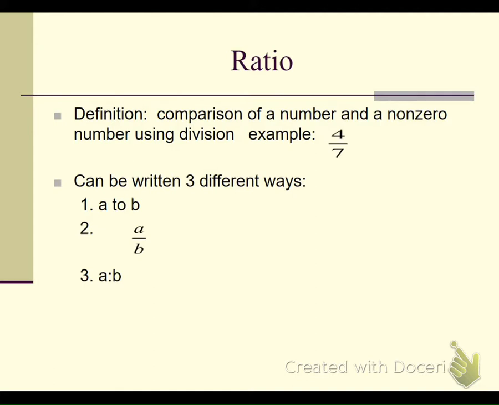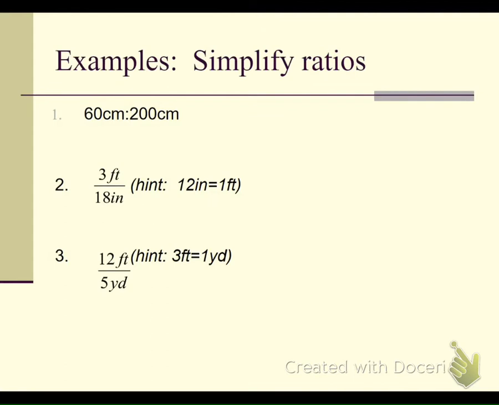We can write them as A to B, notice numerator and then denominator, and then it could be A to B with the fraction bar, or we use A colon B. So all of these are ways to represent the exact same thing. So we're going to talk about simplifying ratios. So here you see you have 60 centimeters to 200 centimeters. I'll let you write these down, sorry. I'll give you a second.